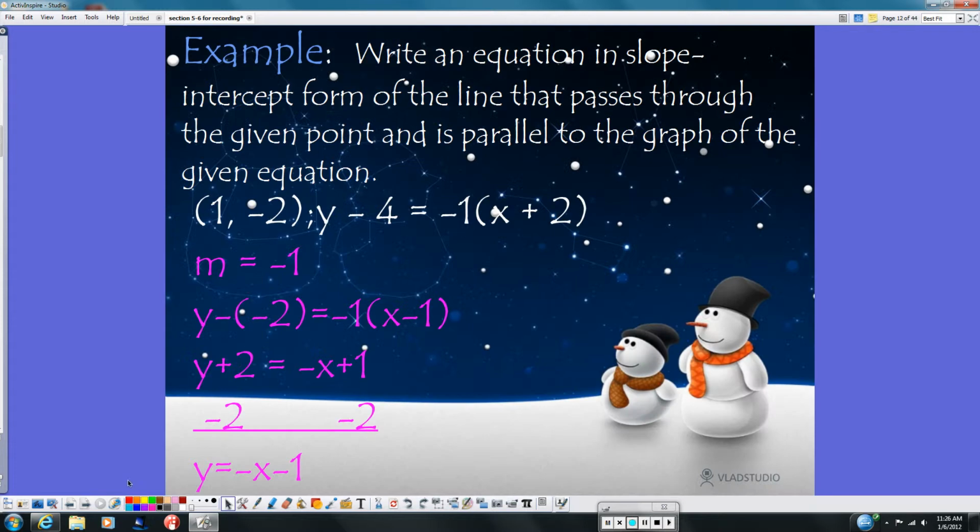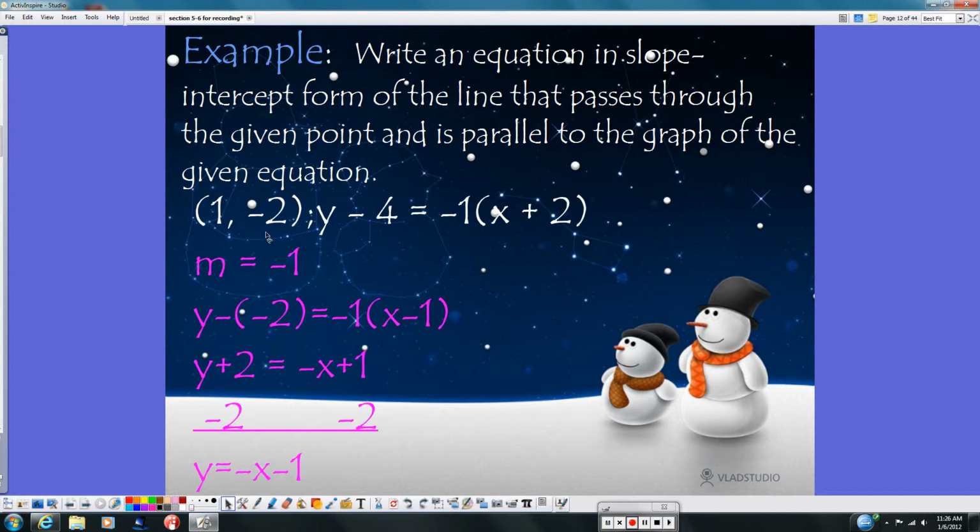Here's another example. We're still writing an equation that's parallel. We have our point that they've given us and our equation that they've given us. This time they've given us an equation in point-slope form. So again, it's easy to pick out our slope. Here it's -1. Since we want a line parallel, we want the same slope going through this point.